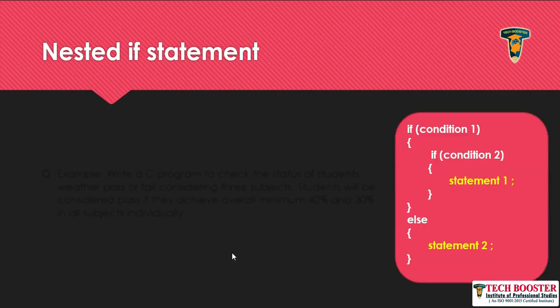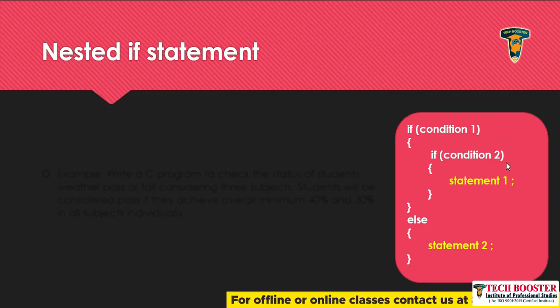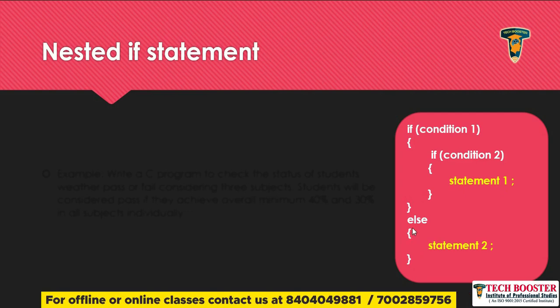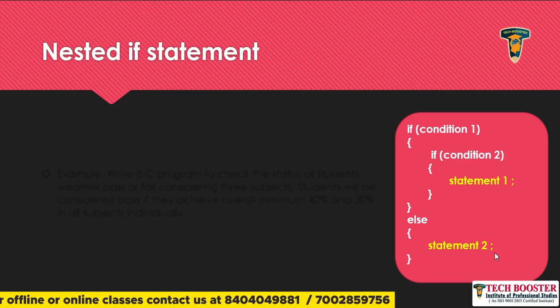Here you can see this is my first condition, condition 1. And this is my condition 2. So I am having this condition 2 within my condition 1. That is, if your condition 1 is satisfied, then we'll check our condition 2. And if your condition 2 is satisfied, then your statement 1 will get executed, or else directly the statement that you have within your else will get executed.